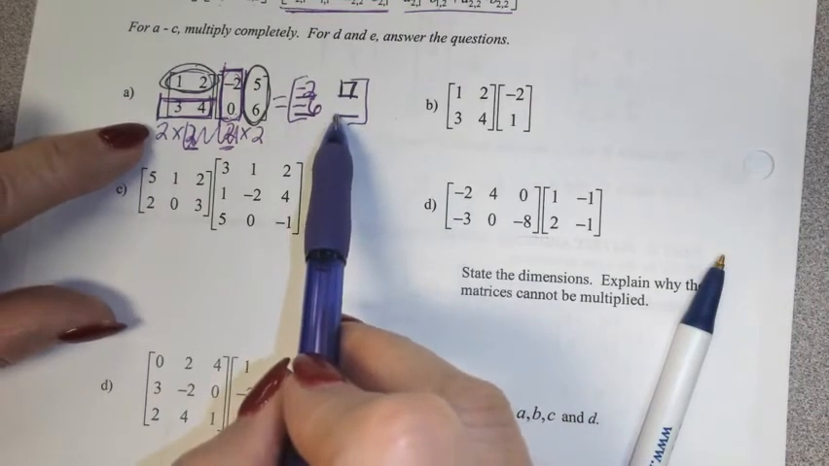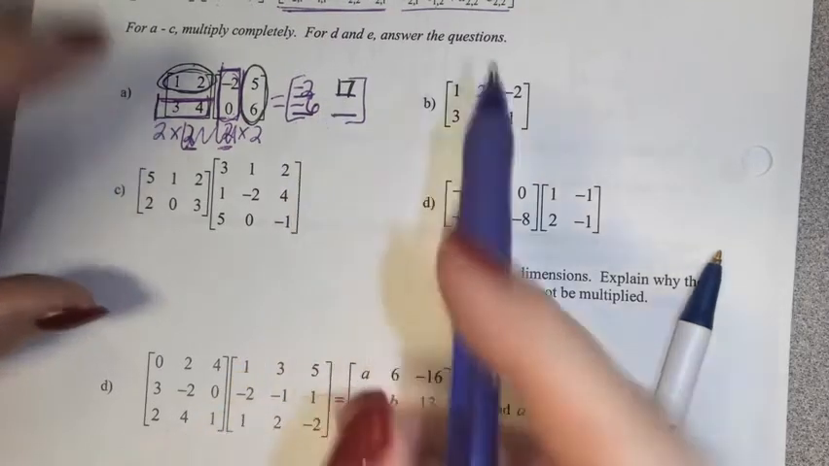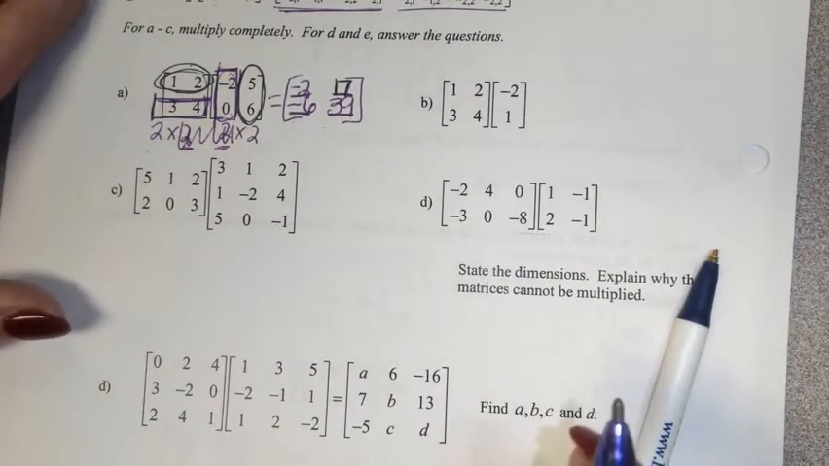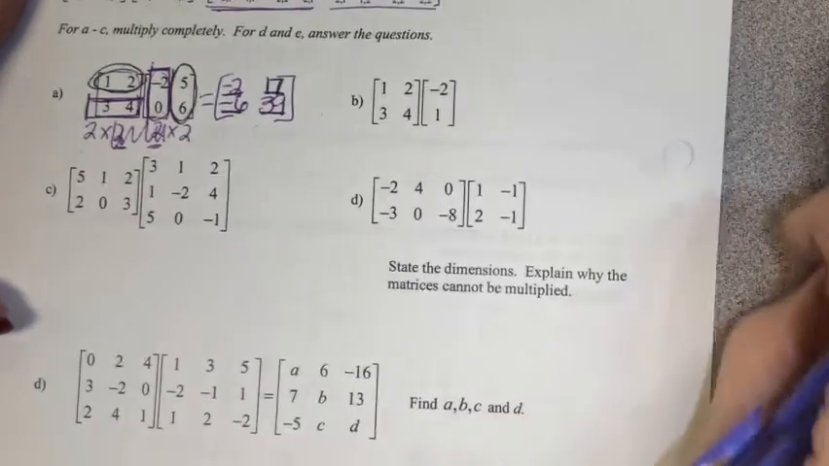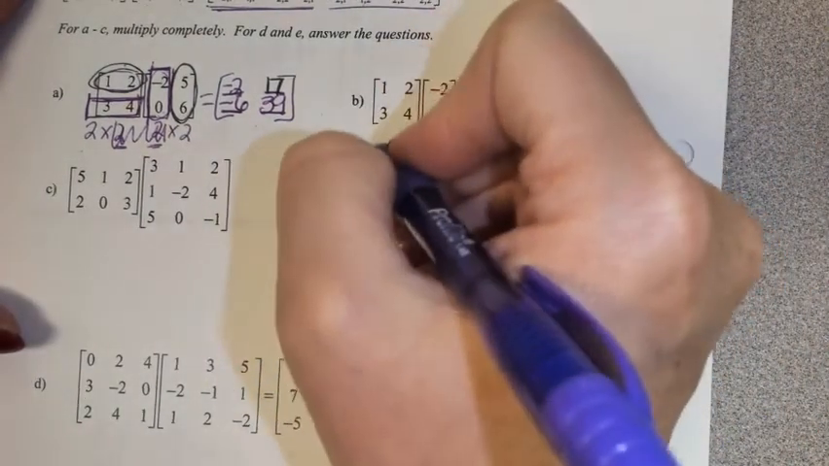For that last spot, that's in the second row, second column. So I have to use the second row from the first matrix and the second column from the second matrix. And so that's going to give us 39, because we have to do 15 plus 24.